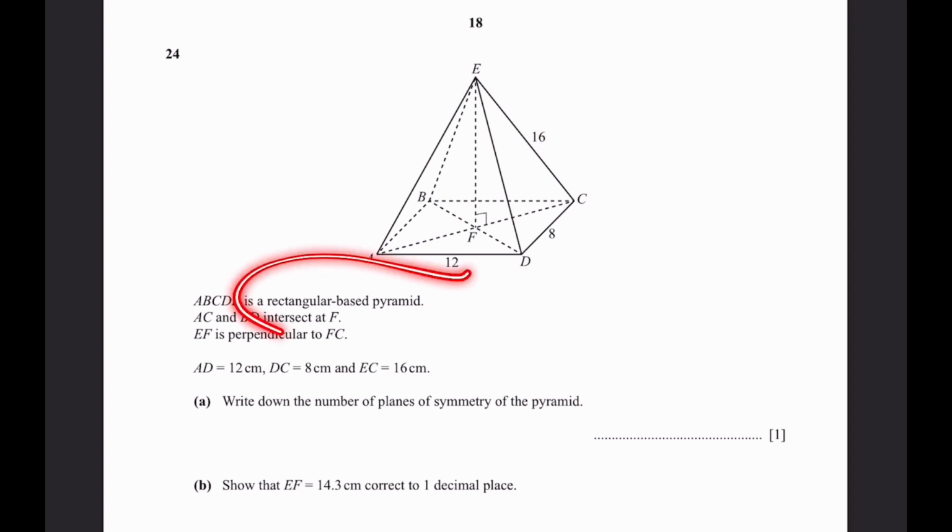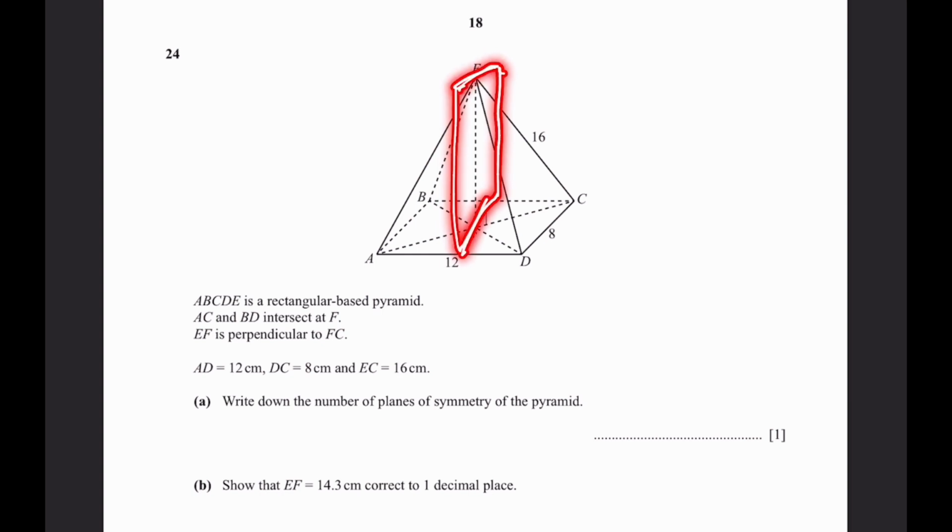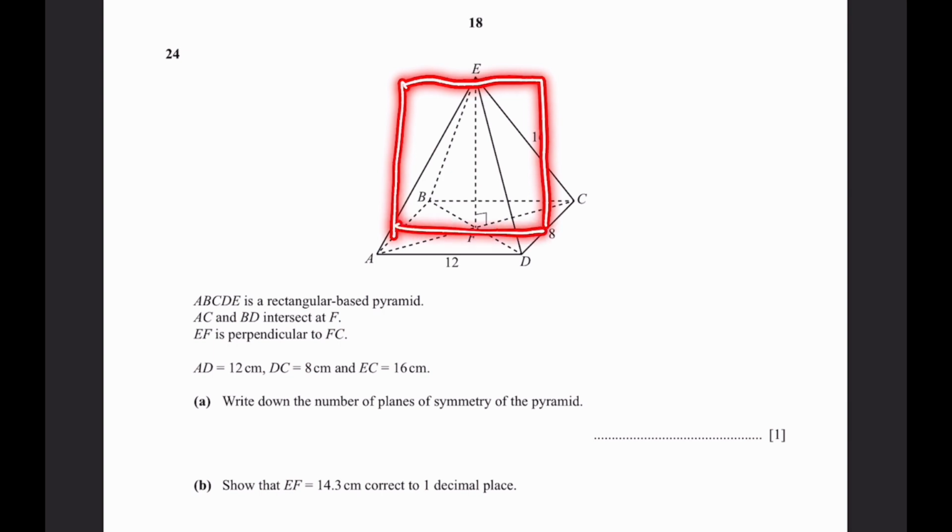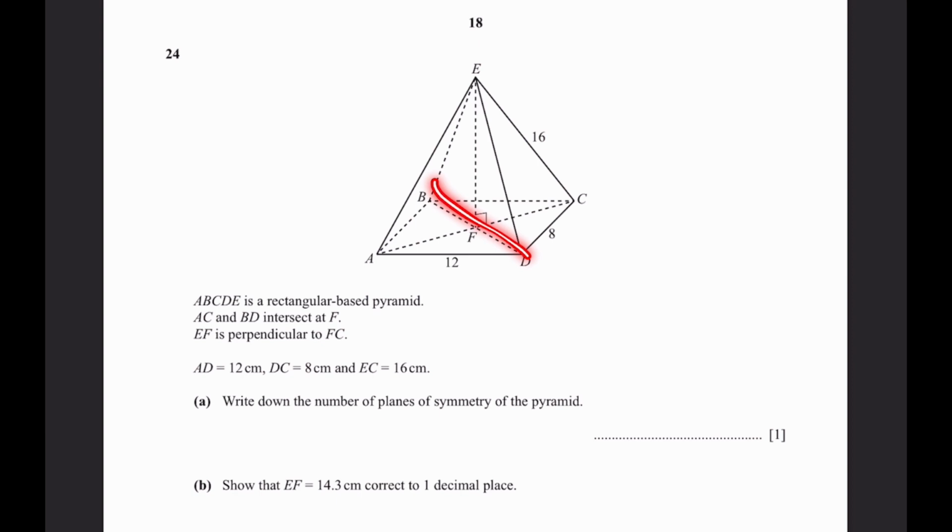We can see that since this is a rectangular base pyramid, there's one plane which cuts down the vertical length here, and in a much better drawing, it will be like this, which cuts through the middle of AD, the middle of BC. And the other one is going to be somewhat like this, which cuts through the middle of AB and the middle of DC. There's only two, since the diagonals don't count, because it's not a square base pyramid, it's a rectangular base.